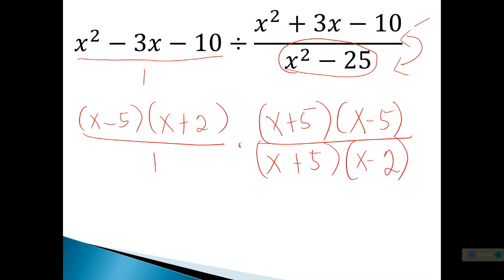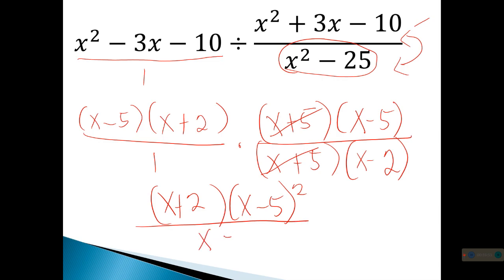Then cancel out the common factors. So we have here x plus 5. And then, you haven't seen any other common factor. So, therefore, you will just have here x plus 2 times x minus 5 in quantity squared all over x minus 2. Okay. So, we have here the final answer.